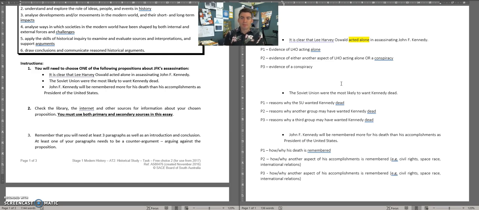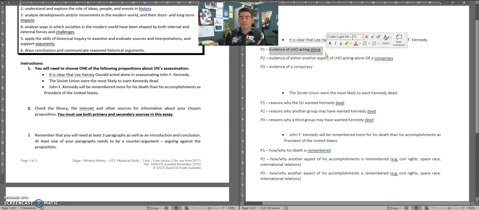And so, because the question has said that it's clear that Lee Harvey Oswald acted alone, what we need to do in our first paragraph, whether you agree with the statement or not, we still need a paragraph that discusses that. So our first paragraph has to be about, okay, what evidence do we have, what do we know about how Lee Harvey Oswald may have acted alone?